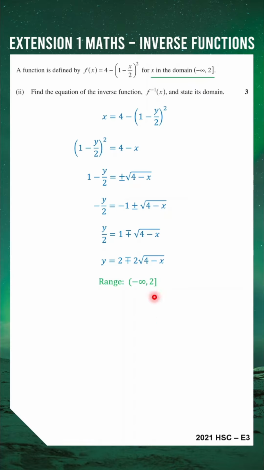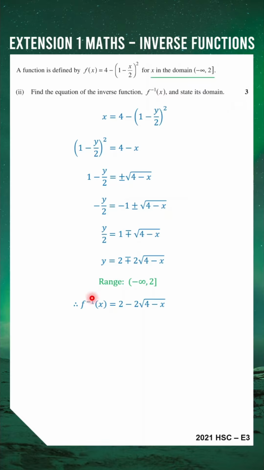So I want y values that are 2 or smaller, okay? 2 or smaller. That tells me I don't want to do the 2 plus, I want to do the 2 minus, because this will give me range values that correspond with the domain from the original. Hopefully that makes sense. Now to get our last mark, we just want to find the domain.